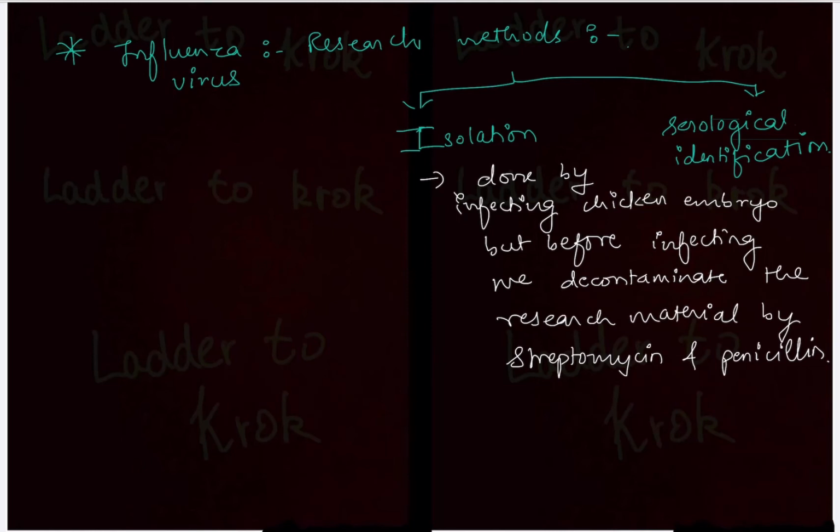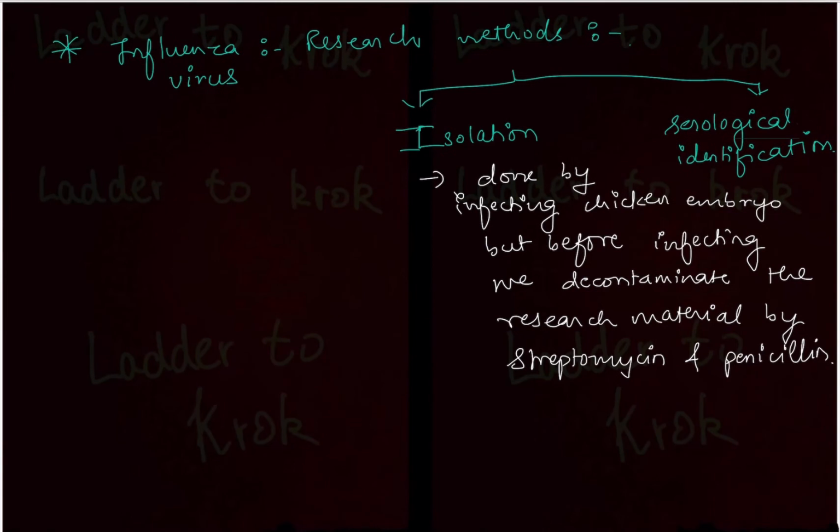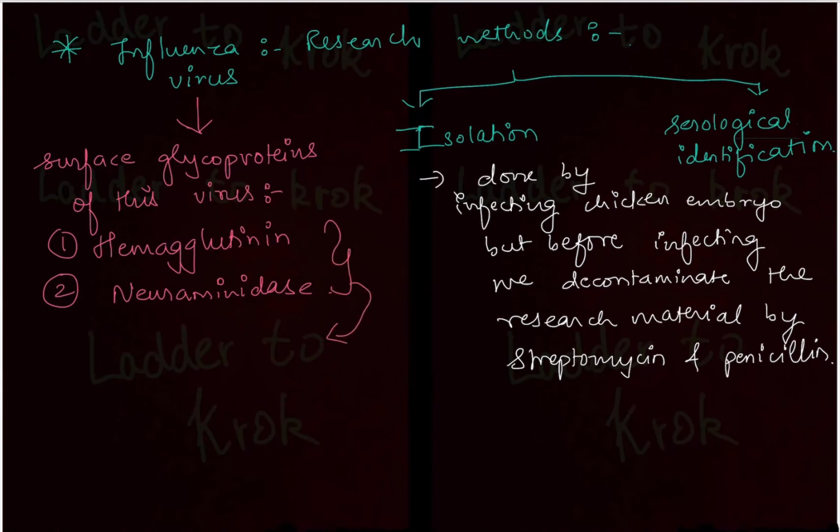Then you should know something about the surface glycoproteins of this virus. The surface glycoproteins of this virus are two, which act as an antigen. Proteins on the viruses act as an antigen. We just did it in the last point. So here the surface proteins are hemagglutinin, and the second surface protein is neuraminidase. Now these two act as an antigen.